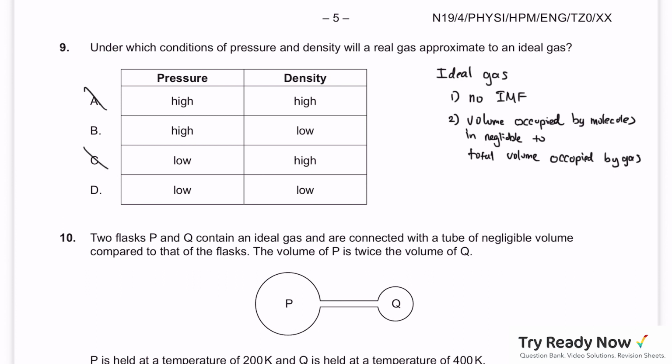Now, in order to reduce IMF, we can imagine a container here. If there's very little IMF, that means there's very little force between each particle, which in turn means there's very little force that will cause the particles to bounce off the walls. And this bouncing is actually what causes the pressure. So we actually want low pressure and low density for a real gas to approximate an ideal gas, which means our option is D.